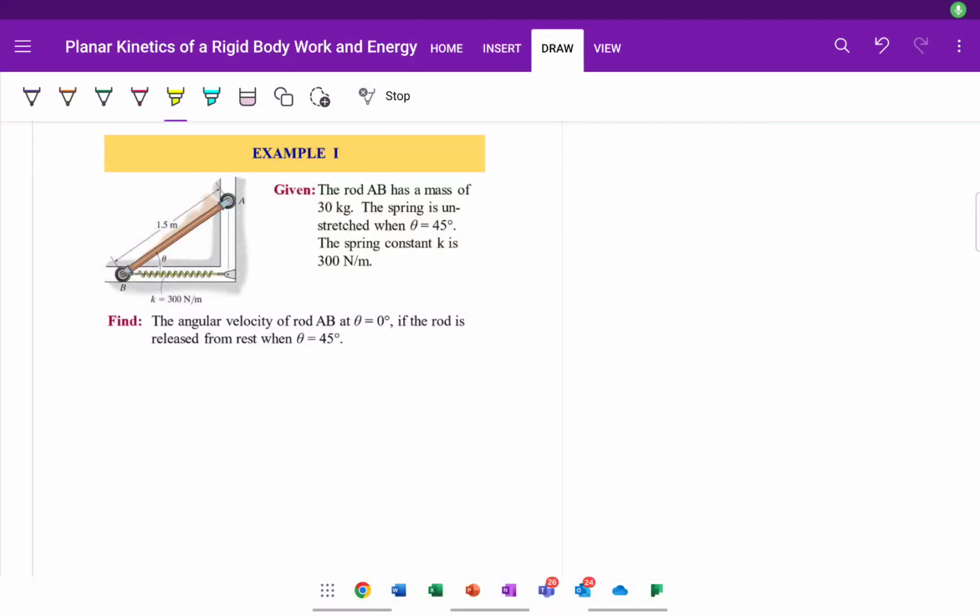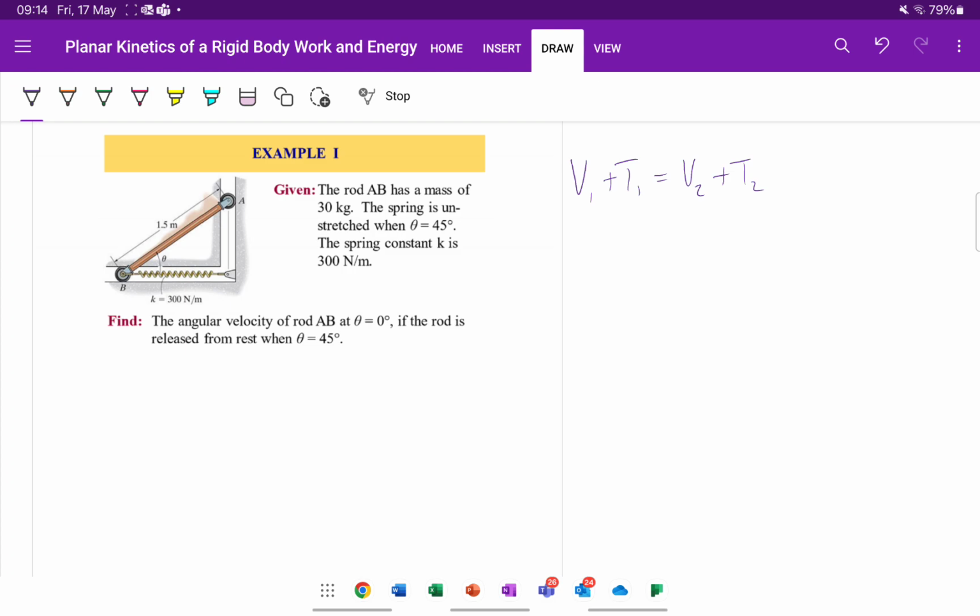So this question is looking at planar kinetics of a rigid body, focusing on work and energy, and this time it's looking at conservation of energy. If we remember back with particles four topics ago, we'd have said that our potential and kinetic energies at the start would equal our potential and kinetic energies at the end. Again, that holds true. So that same relationship is true.